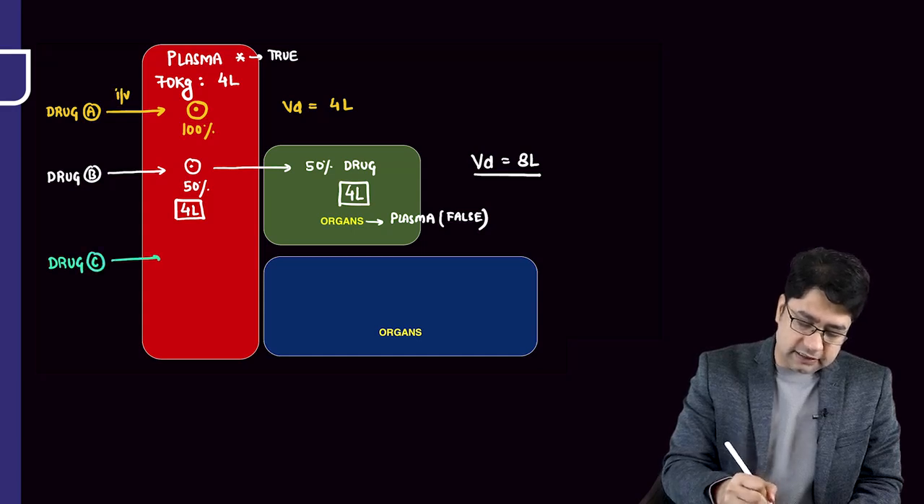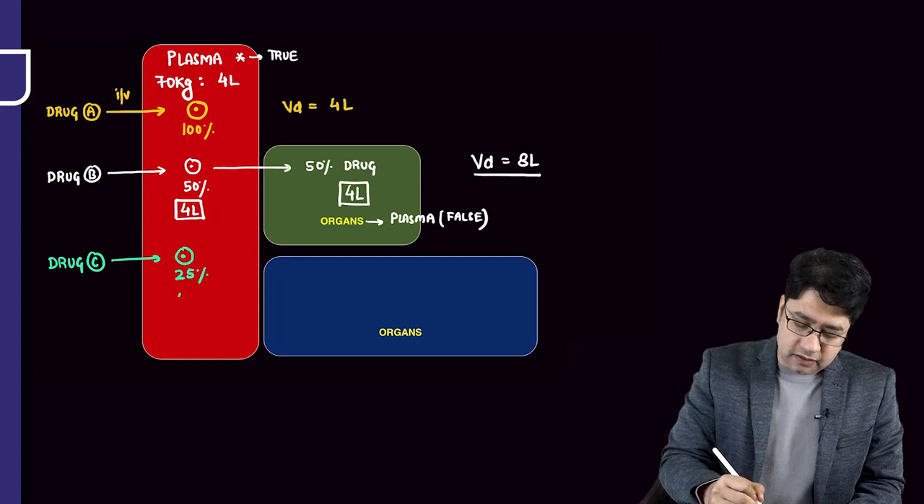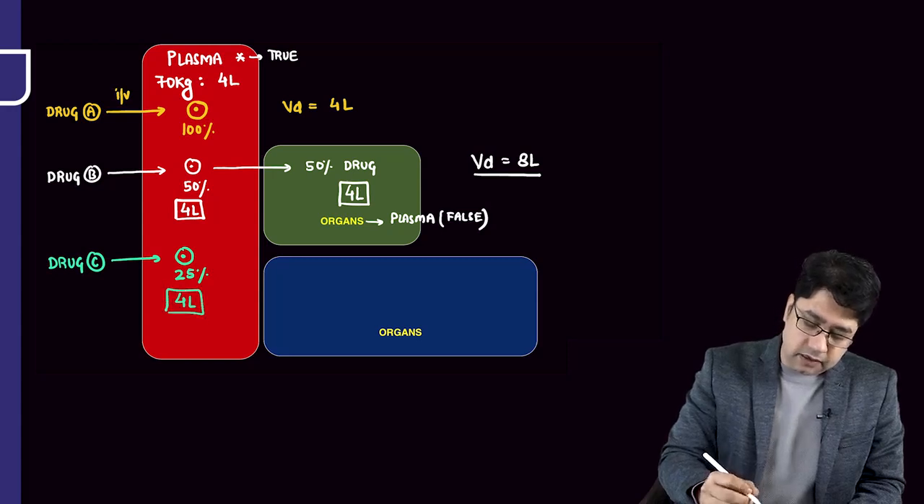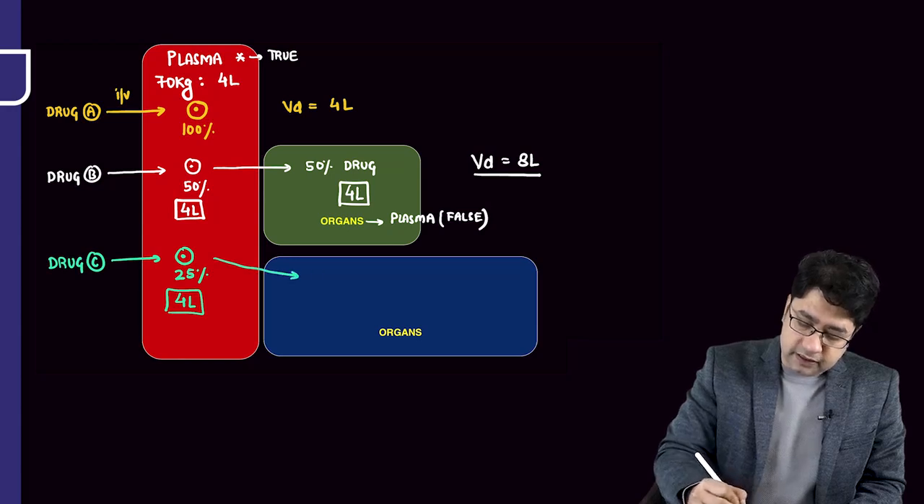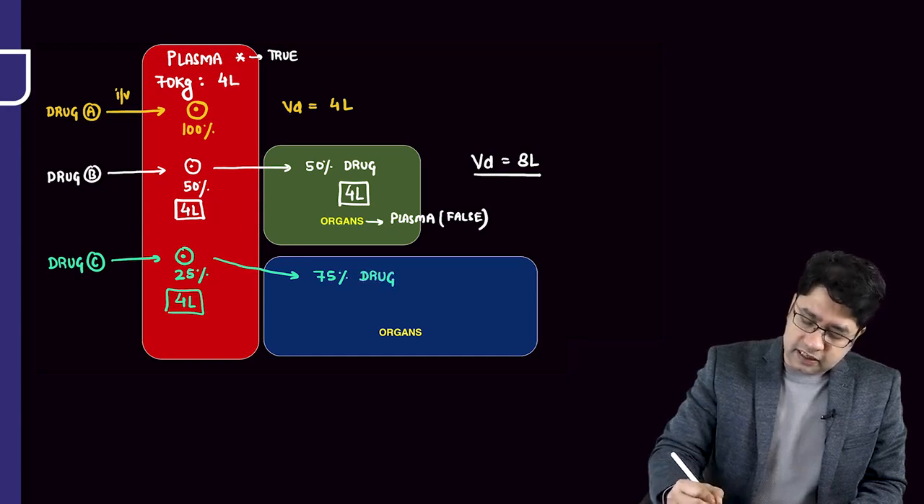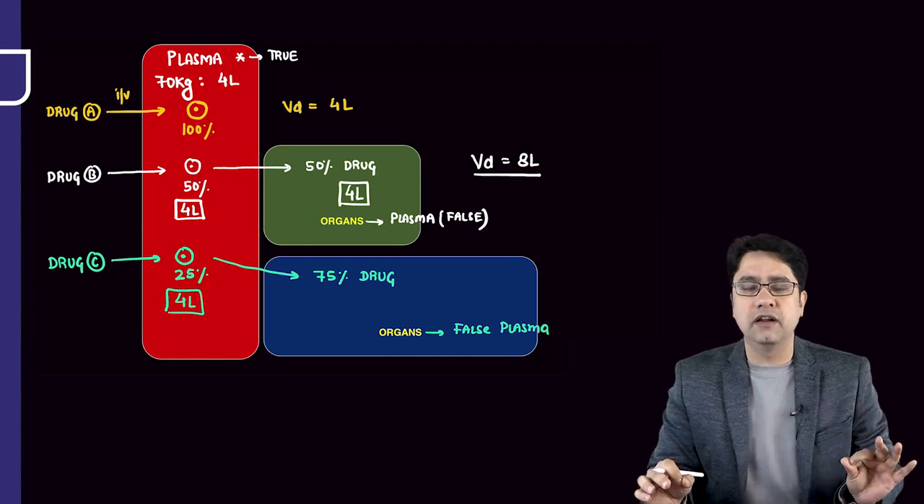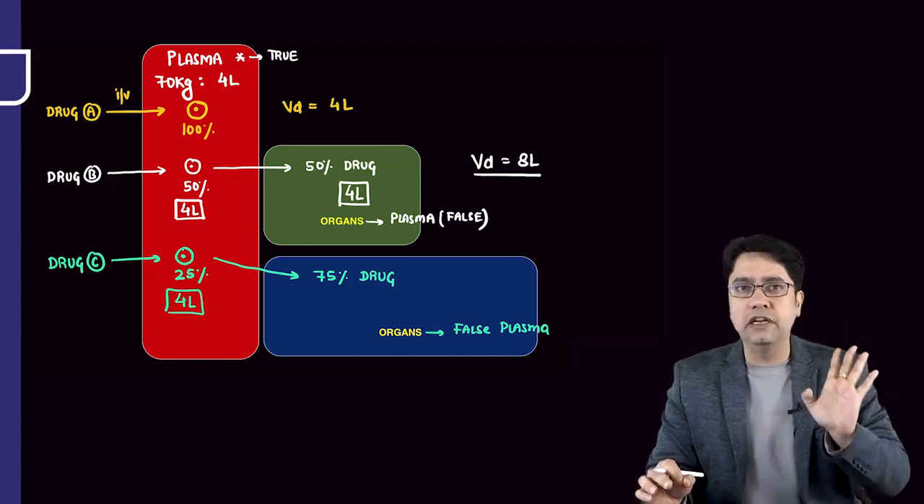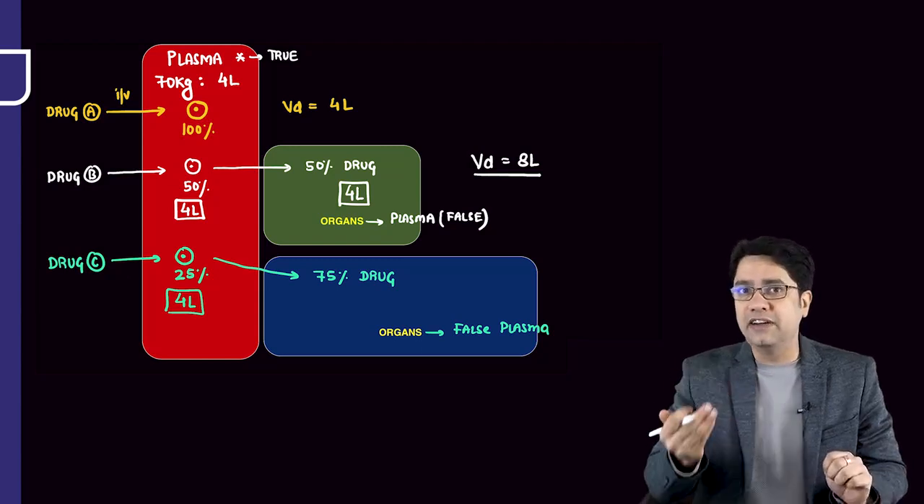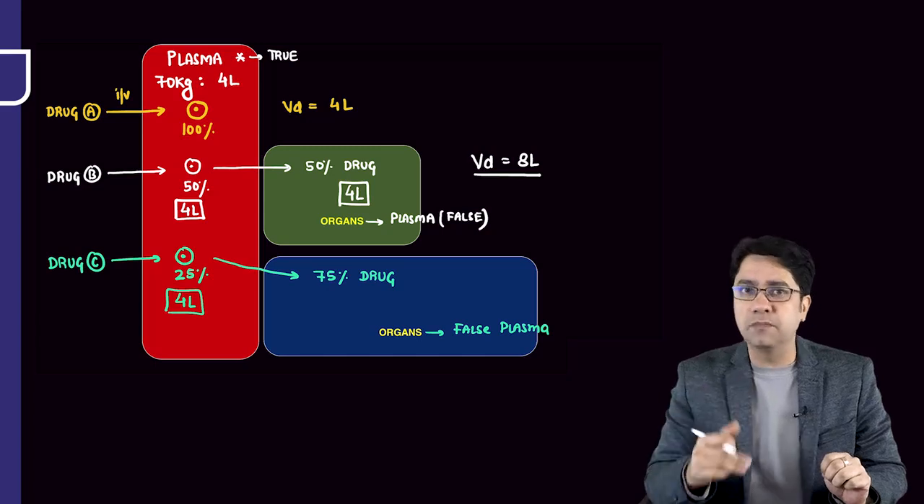And this drug C has a property that only 25% of this drug remains in 4 liters of plasma. The rest 75% of the drug enters and deposits in organs. So let's assume these organs have false plasma or apparent plasma. So can you tell me, if 25%, that is 1/4 of the drug, is present in the actual 4 liters of plasma, then 75% of the drug will require how much plasma?